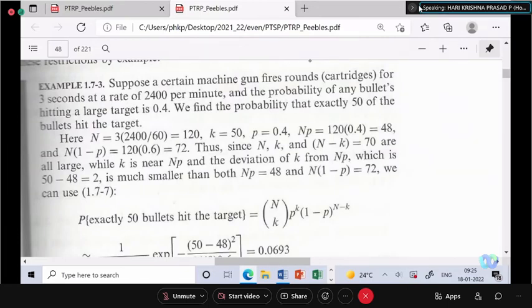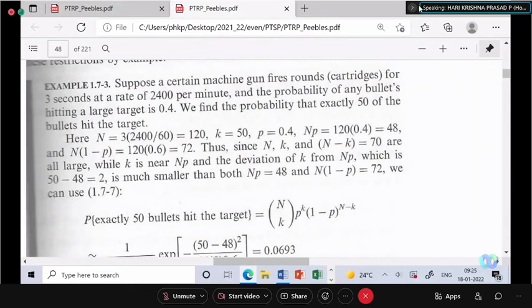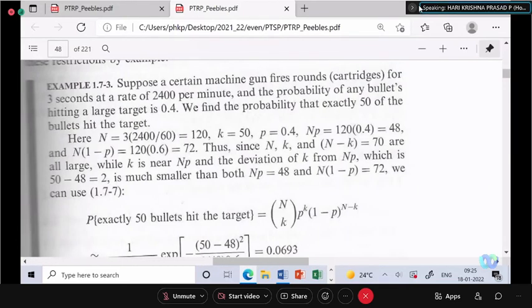And the probability of any bullet hitting a target is 0.4, small p is 0.4, not hitting is 1 minus p, so 0.6. We find the probability that exactly 50 of the bullets hit the target. Now, what is capital N? How many times the experiment is repeated? The experiment is firing the machine gun, for 3 seconds.